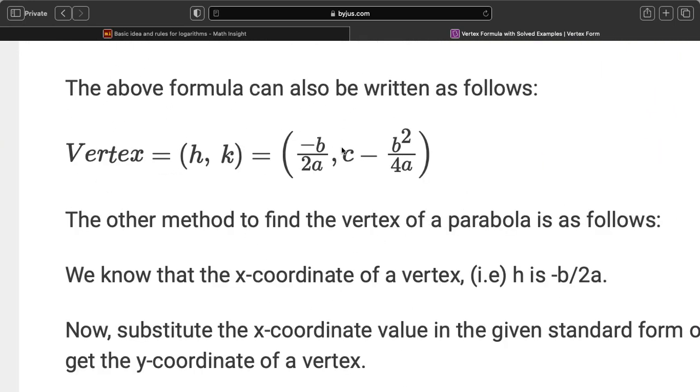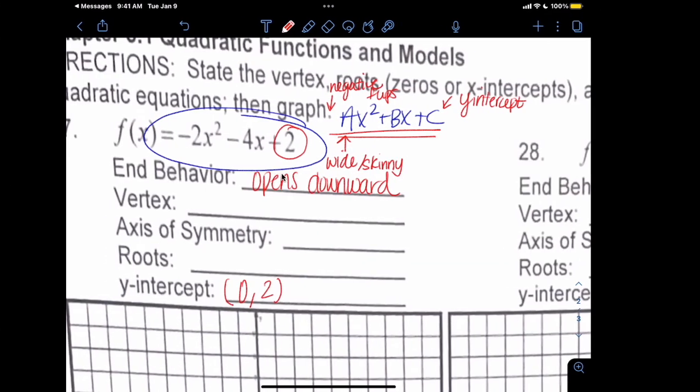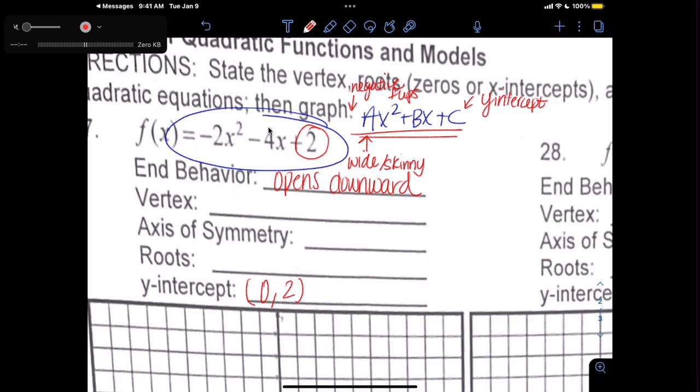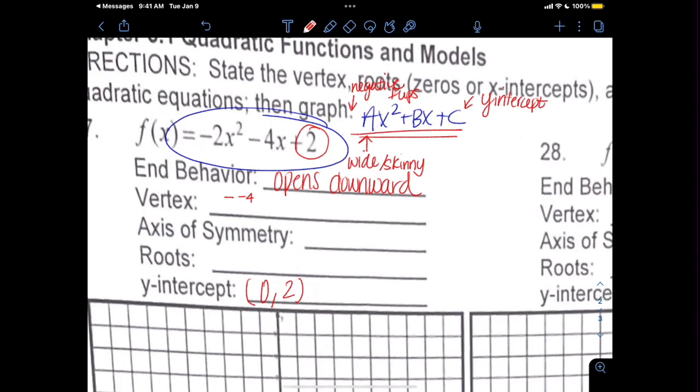So here's the equation for my vertex. My x value for that is negative b over 2a. So negative b over 2a. I see two negatives, make it a positive. So positive 4 over negative 4, negative 1. So there's my first value.